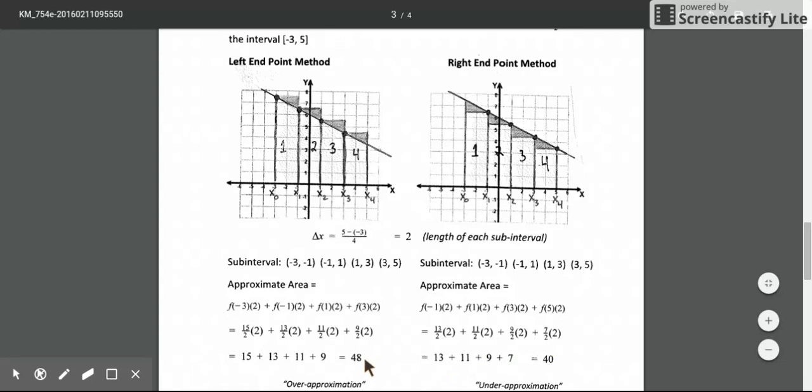So a different approximation. This ends up being an under approximation because we're using the right endpoint rectangles on a decreasing function, and as we can see, the area of our rectangles is going to be slightly under the actual area under the graph, so we call that an under approximation.